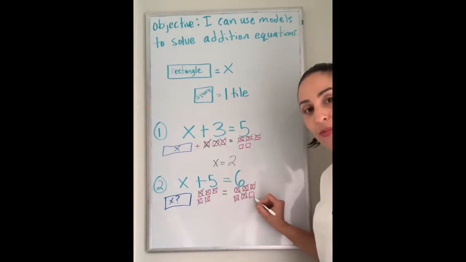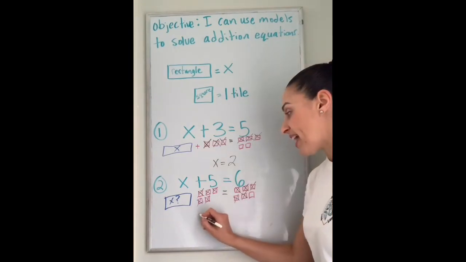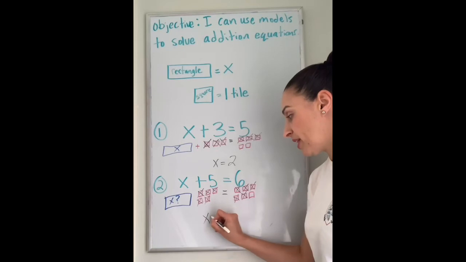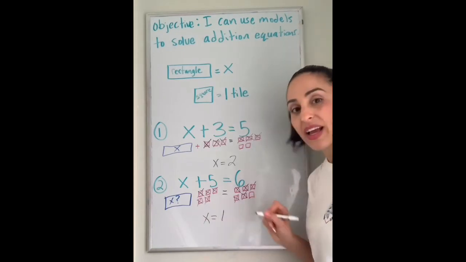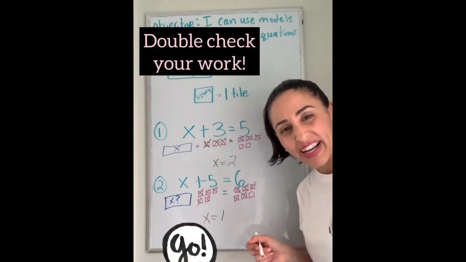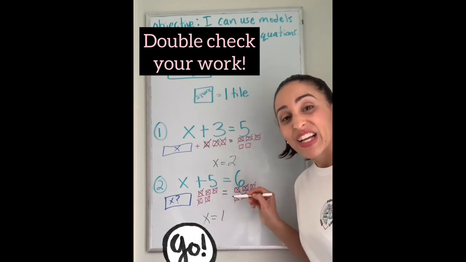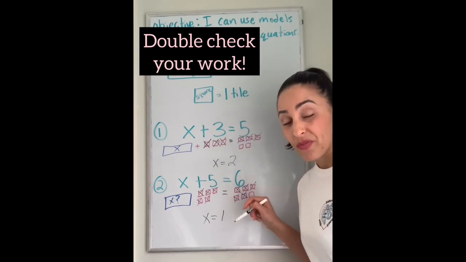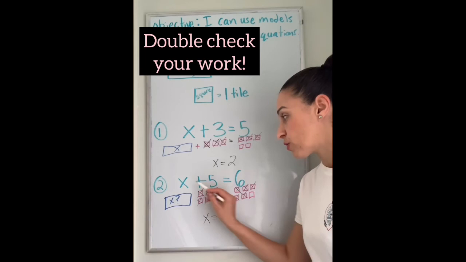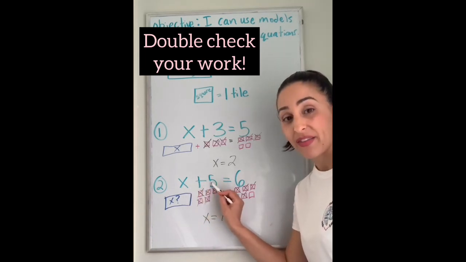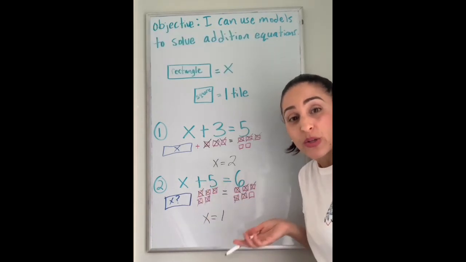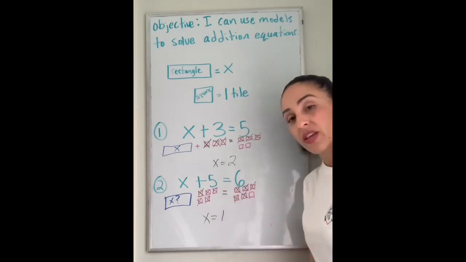What am I left with? I'm just left with 1. So that means that X, what I'm left with here, equals the same thing as 1. Is that true? Let's find out. Let's plug in the solution to this equation. X equals 1. 1 plus 5 equals 6. Yes, it does. This is true. So this is working out.